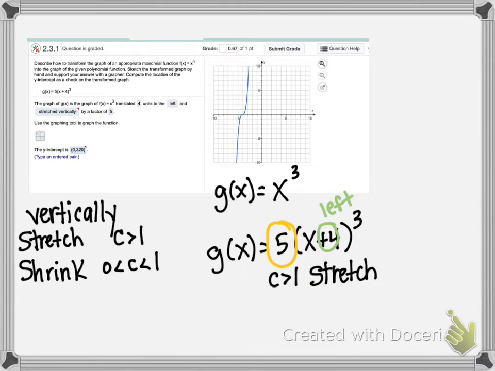All right, and the y-intercept. So the y-intercept is the value that you get whenever your x value is 0. So when I think about my y-intercept, here's my original function. I'm actually going to plug in 0.